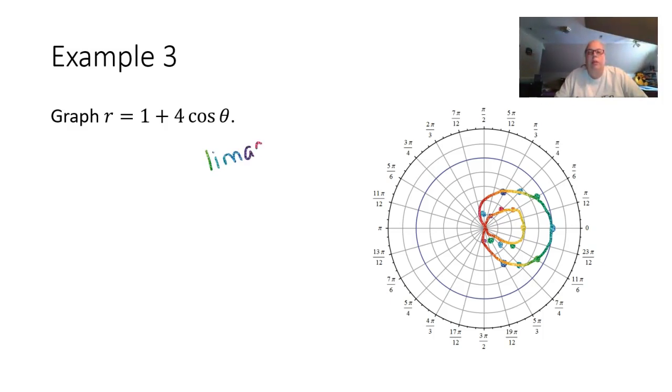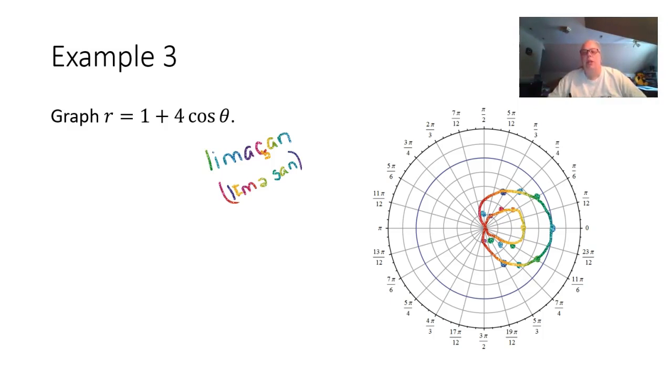This particular picture is known as a limacon. I've always called them limacons, but anyway, so what we have is kind of a little circle going here with a little loop on the inside.